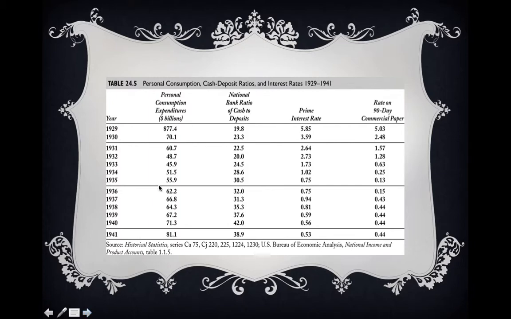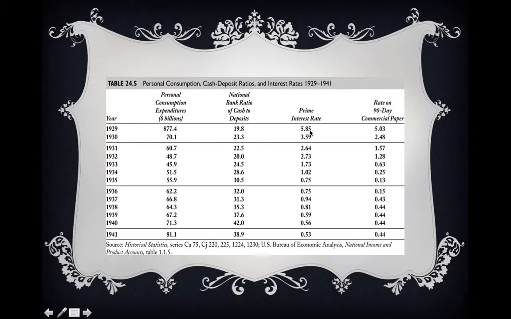Personal consumption. What happens to personal consumption? Personal consumption falls. Again, that same pattern from 29 to 33. Personal consumption falls about 28% from 29 to 33. It picks up in the latter half of the Great Depression, and then again falls where? In 1938, again, that recession in the Great Depression.